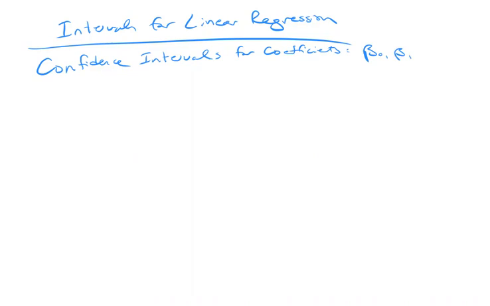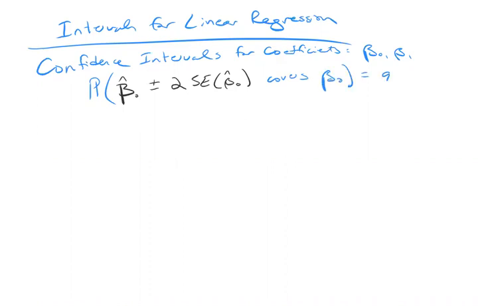The way we come up with these confidence intervals is exactly parallel to the way we've come up with confidence intervals previously. You take your estimate and you add or subtract 2 times the standard error of that estimate. And so we can say that the probability that this interval covers the true value is 95%. And I can write something similar for the slope. The probability that an interval equal to the slope estimate plus or minus 2 times the standard error of the slope estimate covers the true value is equal to 95%.